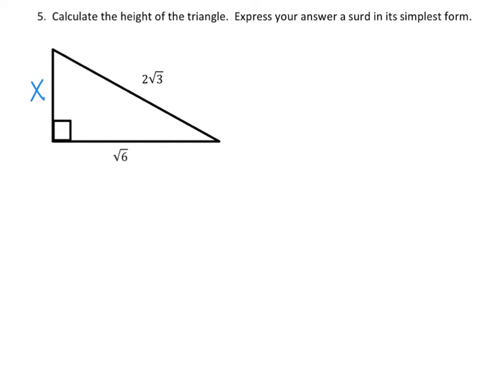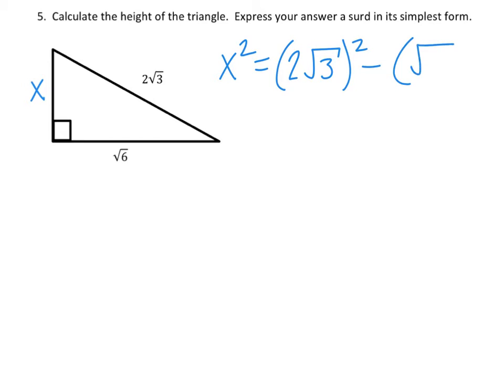Now since it is a right angled triangle and we know the other two sides, that means we can use Pythagoras to work out x. So setting up Pythagoras, we have x squared equals, and then it's the long side squared, so that's 2 root 3 squared. Subtract the other short side squared, which is root 6 squared.